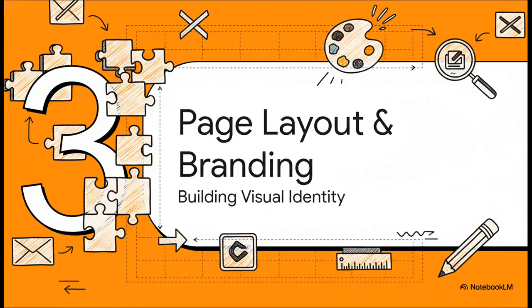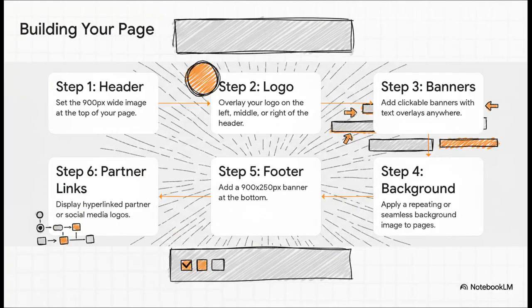We've talked about the individual pieces, but now let's talk about the big picture, the actual architecture of your page. These are the tools that build your site's visual identity from the ground up and make sure your branding looks sharp and consistent. Just think about building your page like this, from top to bottom.